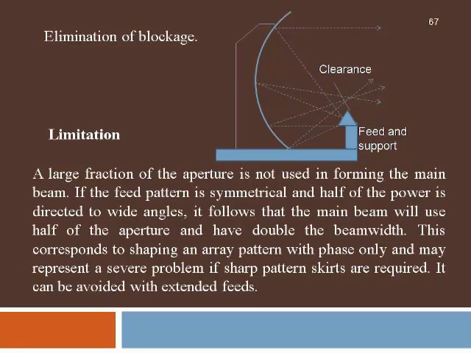If the feed pattern is symmetrical and half of the power is directed to wide angles, it follows that the main beam will use half of the aperture and have double the beam width. This corresponds to shaping an array pattern with phase only and may represent a severe problem if sharp pattern skirts are required. It can be avoided with the extended feeds.